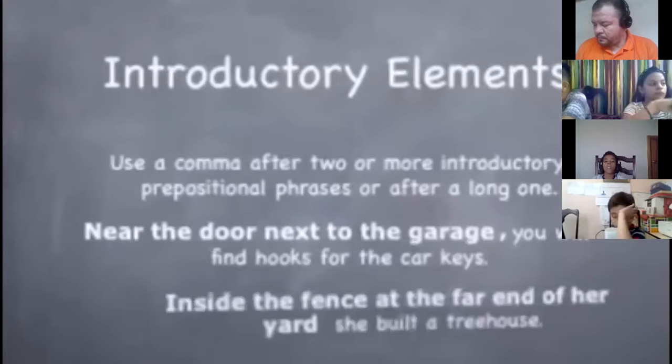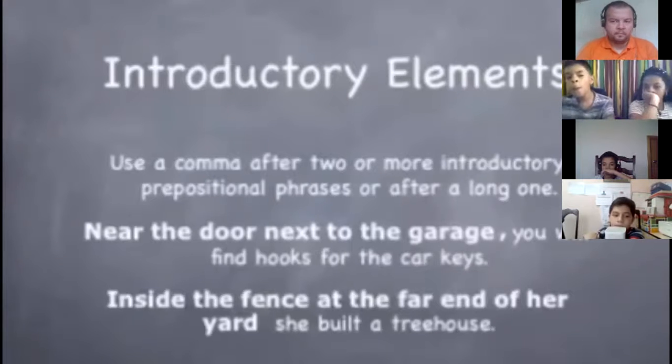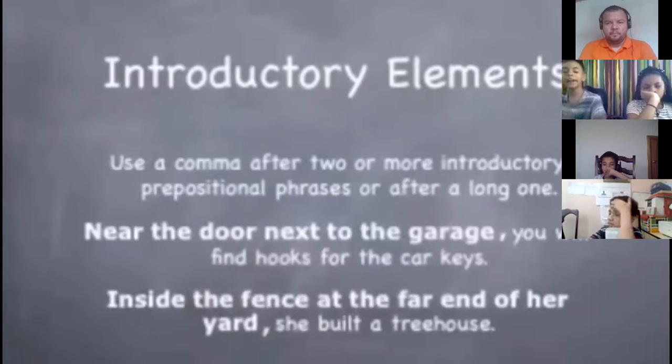Look at this one. Inside the fence at the far end of her yard. Well, in this one, we've actually got three prepositional phrases. Can you find each of them? Right: inside the fence, at the far end, and of her yard, she built a treehouse. So we put a comma after the three prepositional phrases.